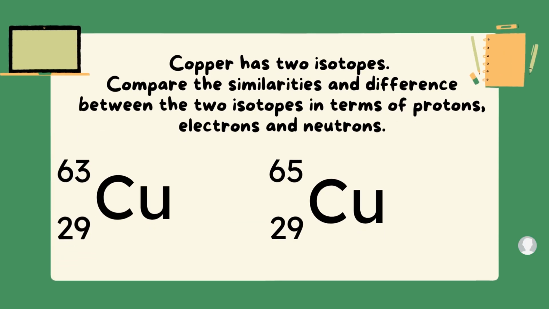If we look at the symbol, what does that symbol stand for? The answer is actually on the screen. If you said copper, you were correct. Copper has two isotopes. We need to compare the similarities, what they have in common, and the differences, how they differ from one another between these two isotopes in terms of protons, electrons, and neutrons.